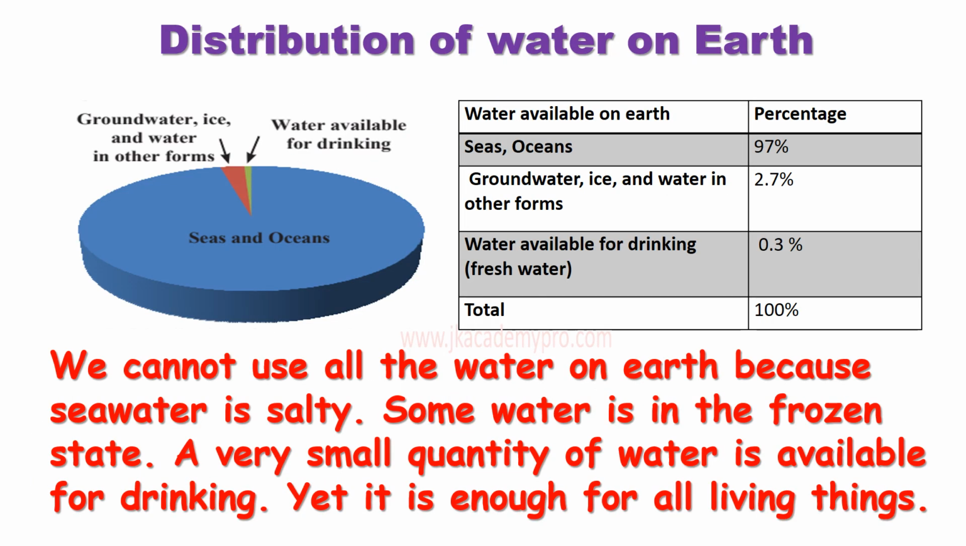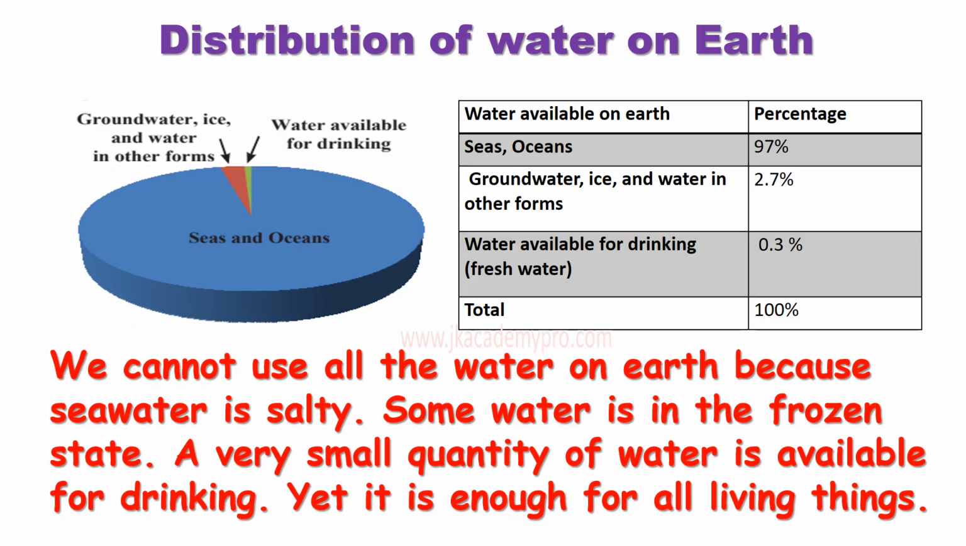We know that 71% of the earth is surrounded by water. Now, water is not of the same form. It is available in the seas and the oceans, in the form of streams and rivers, and also in the form of ice. Now, let's learn what is the proportion of each of these. Seas and oceans comprise 97% of the water on this earth, while groundwater, ice, and water in other forms is 2.7%.